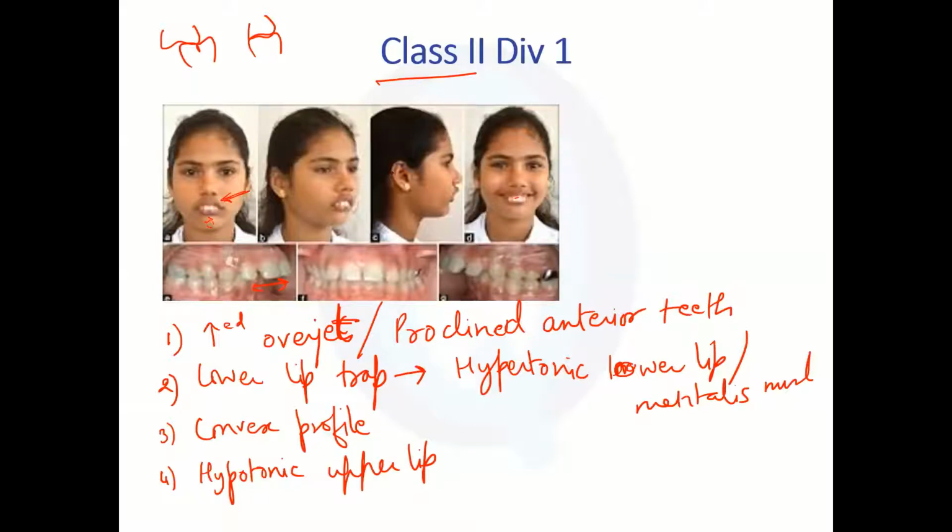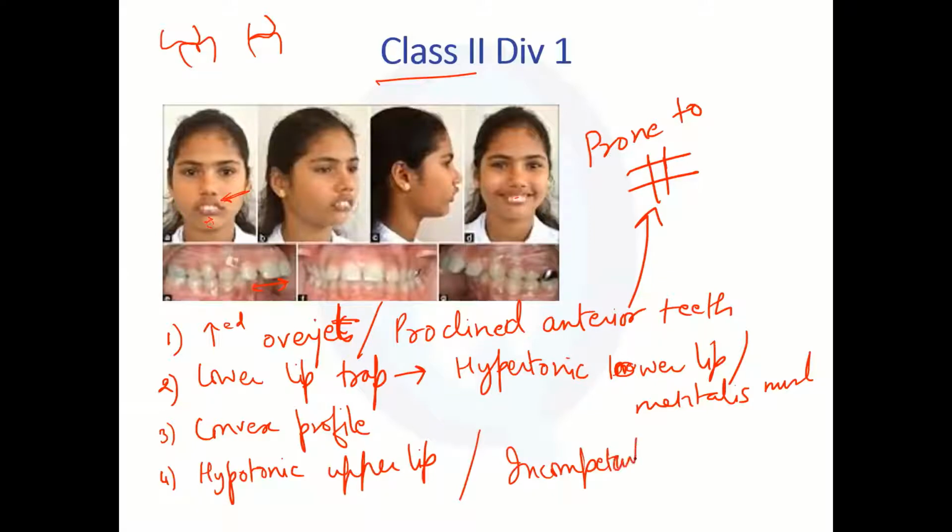Okay, so class 2 division 1, we'll just revise it. What is there? There's increased overjet. There are proclined anterior teeth. When the anterior teeth are proclined, they are prone to fracture. Obviously, if someone falls outside, they'll fall on them. There are incompetent lips. Why are there incompetent lips? Because the teeth are proclined, so they're not letting the upper lip close.